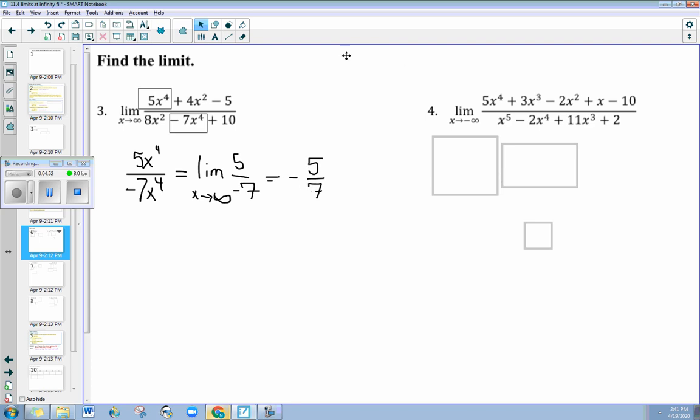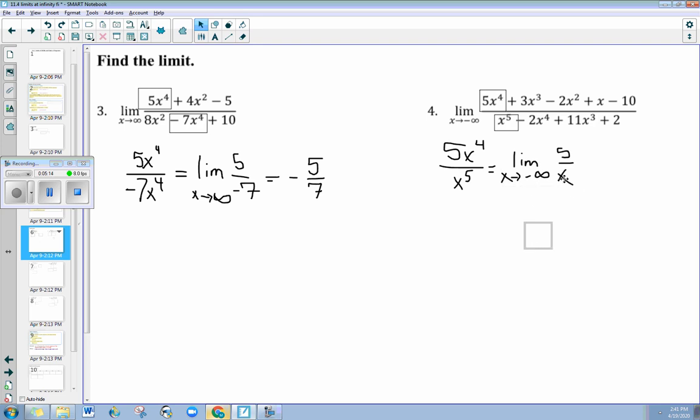Same thing over here. We've got 5x to the fourth plus 3x cubed, and so on, numerator over denominator, as x approaches negative infinity. The top one looks standard form, bottom one looks standard form, so we're just looking at those two pieces. 5x to the fourth over x to the fifth. Well, 4 of the x's will cancel, and we'll still have 5 over x left over. So this is like 1 over x. We've got a positive degree in the denominator. Denominator wins. We're going to go to 0.